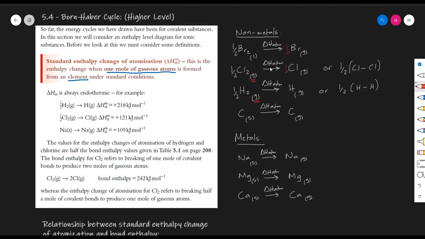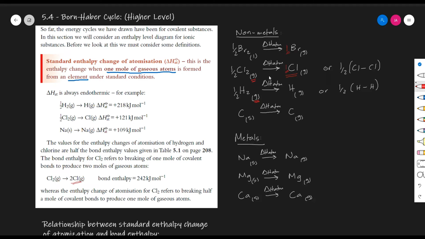The delta H of atomization of Cl2 gas to produce 1 mole of gaseous atoms would also equal half its bond enthalpy, since the bond enthalpy produces 2 gaseous atoms, but the enthalpy change of atomization produces 1 gaseous atom, as seen here.